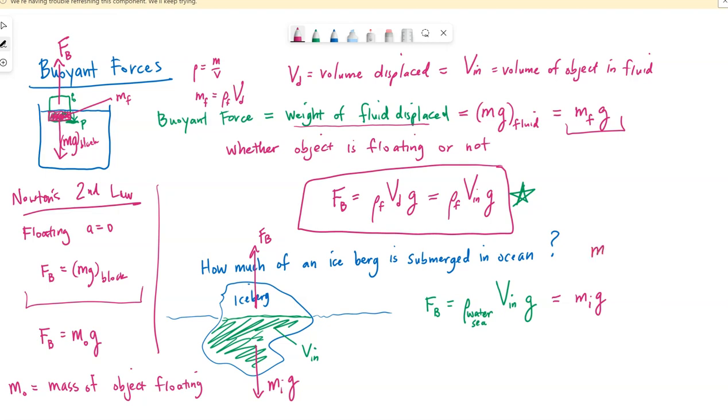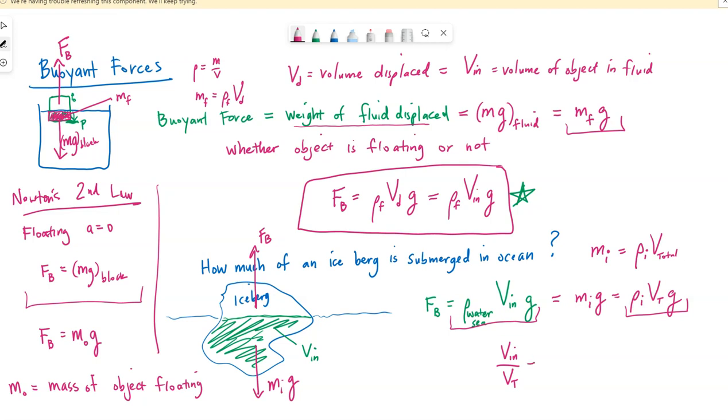Well, the mass of the ice is going to equal the density of the ice times the volume total of the iceberg. So I can say this is density of the ice, total volume of the iceberg times g. By equating these two, I can solve for V_n over V total. This isn't going to give me an actual volume, but it's going to give me a percentage.